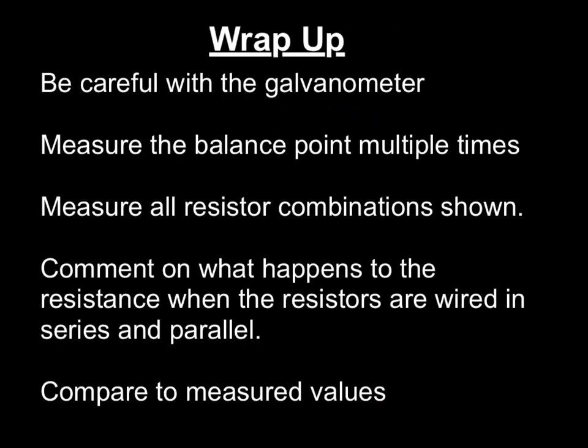Which brings us to the end. First note, be careful with the galvanometer. Measure the balance point multiple times with different values of RA. Use all the resistor combinations shown. There's a bunch there, so please walk through the lab report and go through them. Comment on what happens when the resistors are in series and parallel, and then make sure you compare to measured values.